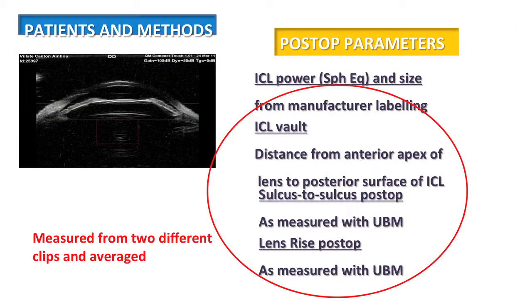And post-operatively, we again measured the ICL vault, the sulcus to sulcus, and the lens rise. And take care, normally these magnitudes are now bigger than pre-op. This is because normally the ICL goes a little farther within the eye. So now the sulcus to sulcus is wider, and the rise is bigger. You will see it with some examples afterwards.